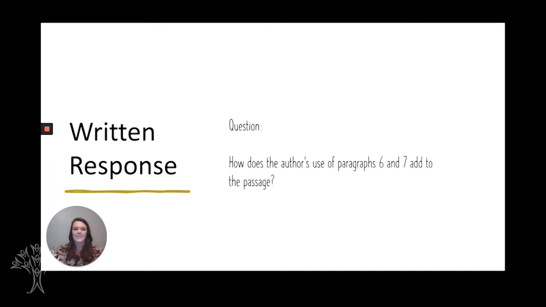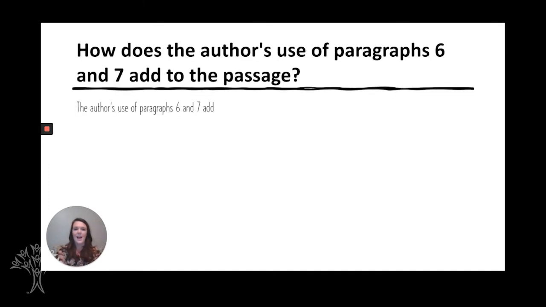What did you write? I wrote, the author's use of paragraphs 6 and 7 add. Notice I didn't add a period there because we have to complete our sentence with our answer. I just restated the prompt so that I could answer the sentence completely. Now we can move to the second step, which is, yep, answering the question. Go ahead and think about the question and think about those paragraphs and what they talked about. Then answer the question.